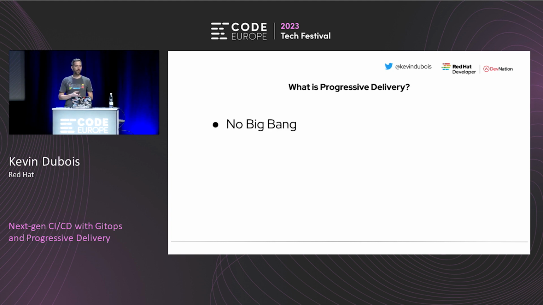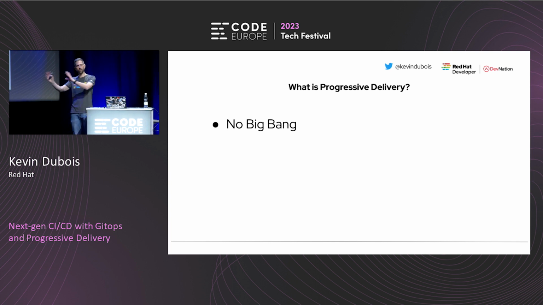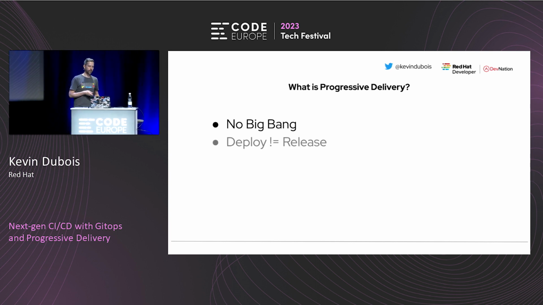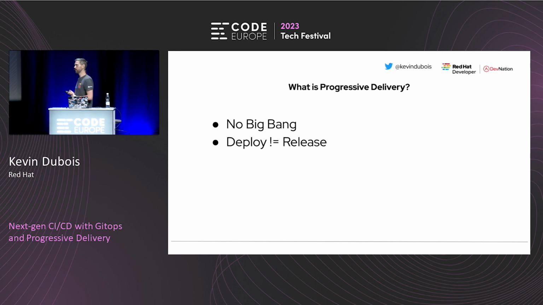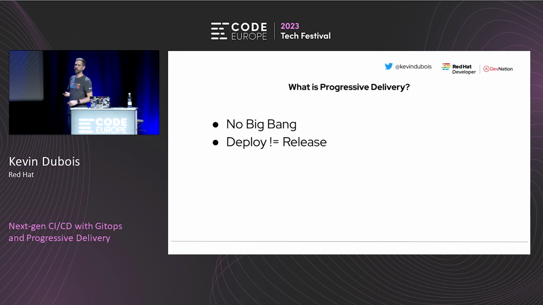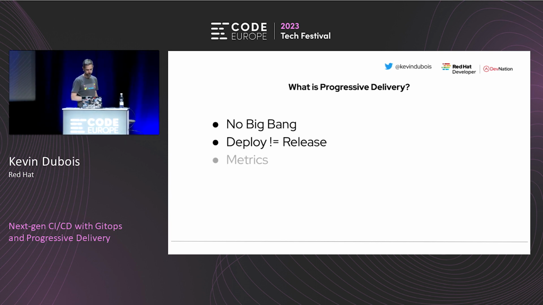So progressive delivery, what does it mean? It means there's no big bang release. There's not just version 1 to version 2. We're going to do it gradually. It basically means that a deploy doesn't necessarily mean a release. So when we deploy to production, it doesn't necessarily mean that our users are going to be using it.